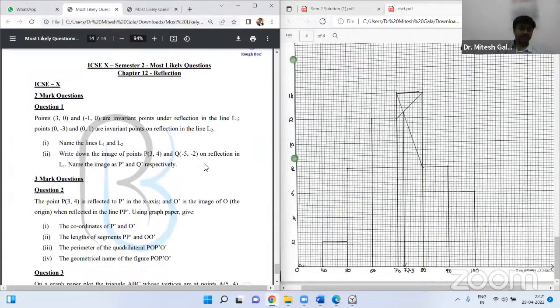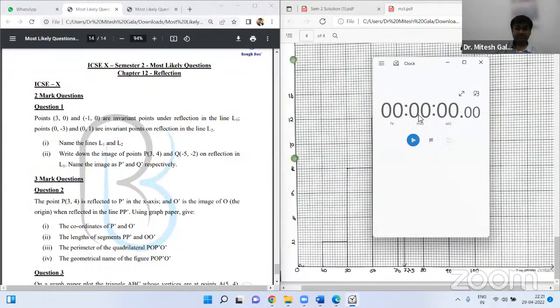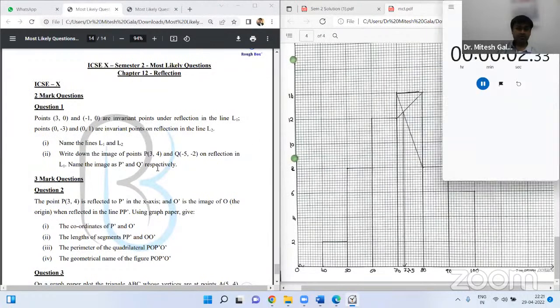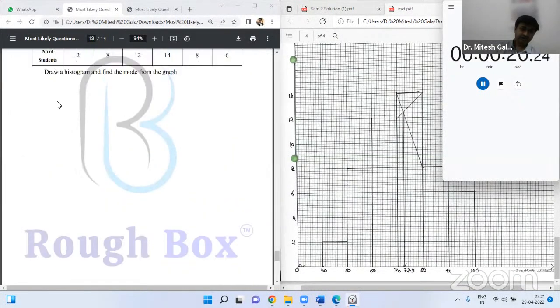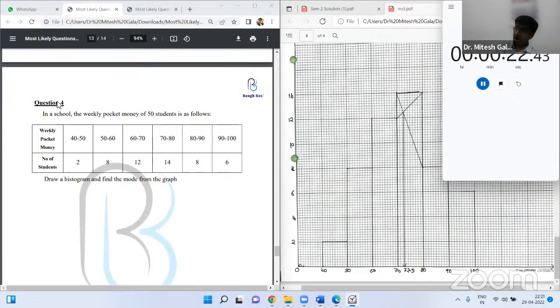The next chapter is reflection. I'm giving you 2 minutes. This you don't have to do on the graph. You can do it directly in your ruled book. So come on, try it. What is the answer for this? 72.5. I'm getting 72. Chalega. Can you please show the previous question? Yes, there you go. 48 and 6. Thank you, sir. Welcome.